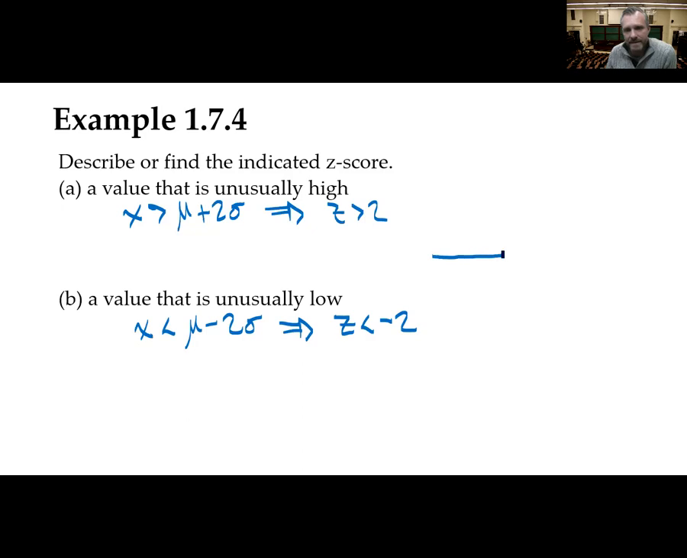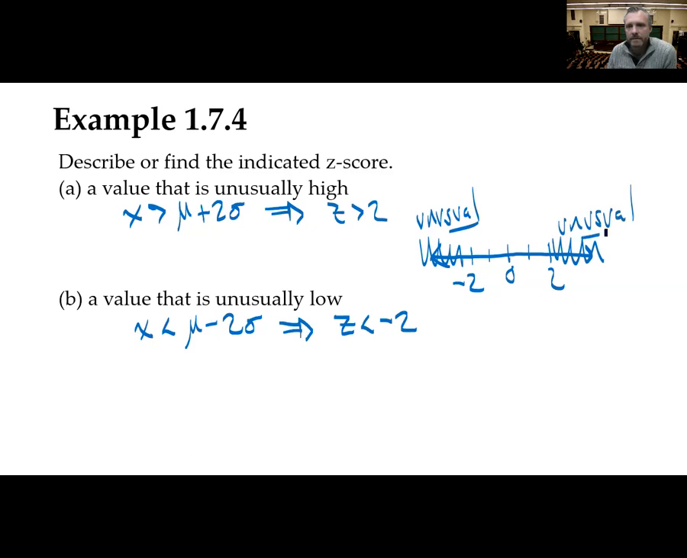And so in terms of z's, if zero is in the middle, here's 2, here's negative 2. Anything out here or down here will be unusual. Okay? So just like 2 standard deviations is kind of the magic number for determining if a value is unusual, if we're talking z-scores, that magic number becomes 2 or -2.